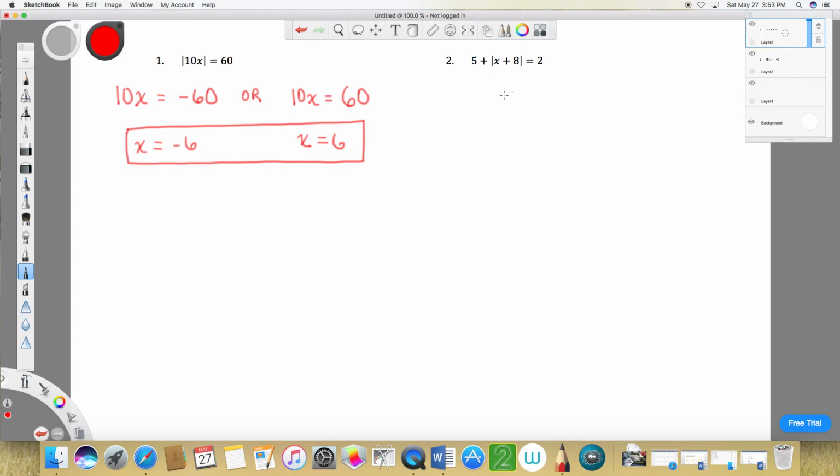So here, if we subtract 5 from each side, we've got the absolute value of x plus 8 is equal to, well, 2 minus 5 is negative 3. And here we have a problem, because absolute value, being a distance from the origin, is always going to be 0 or positive. We're never going to have an absolute value equaling a negative number, so there's no value of x that will satisfy this equation. So we say there is no solution, or that the solution set is the empty set.